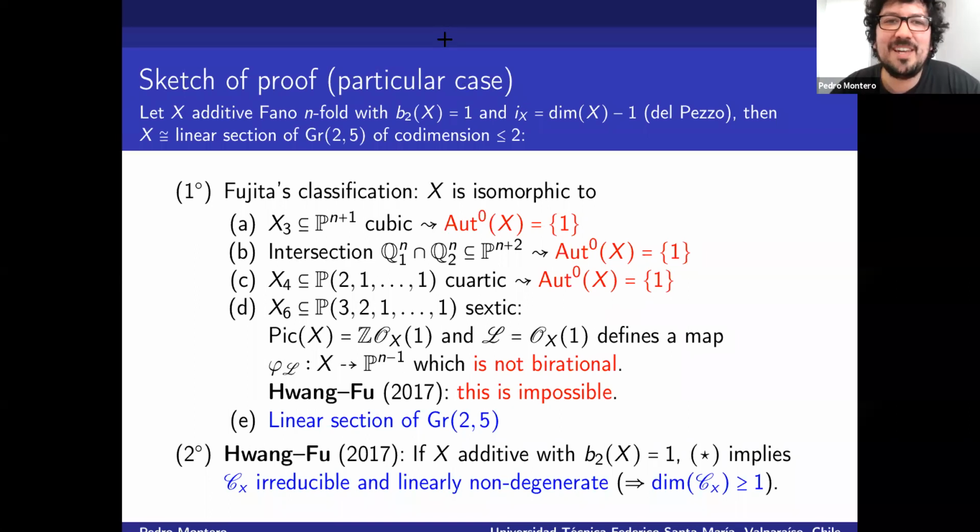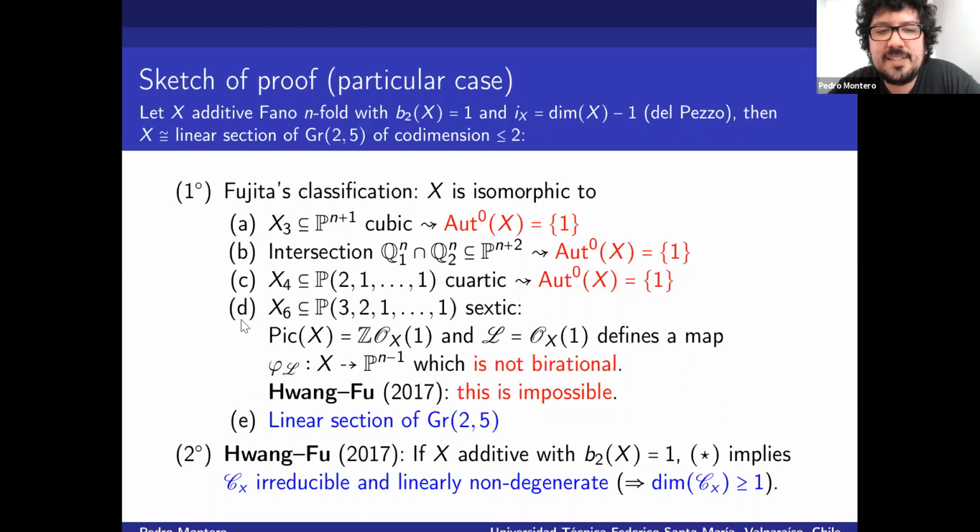So first of all, you have Fujita's classification. You know all the possibilities for X. Here they are: a cubic, an intersection of two quadrics, a quartic in a weighted projective space, a sextic in a weighted projective space, and our linear sections that we are looking for. The first three possibilities are not that difficult because you can actually compute that the automorphism group is finite. So you cannot embed a vector group inside.